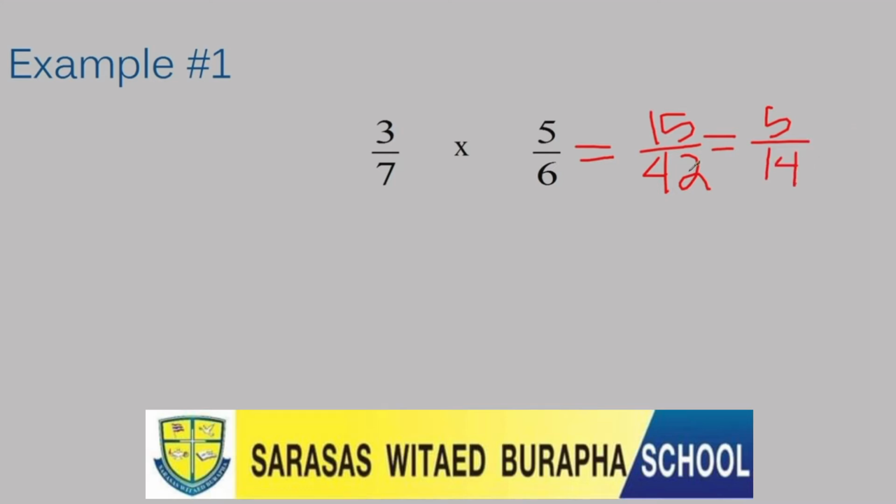Let's move on to example number 2. Example number 2. I have 1/9 times 1/2. Multiply straight across. 1 times 1 is 1. And 9 times 2 is 18. So my answer to example number 2 is 1/18. Let's move on to example number 3.